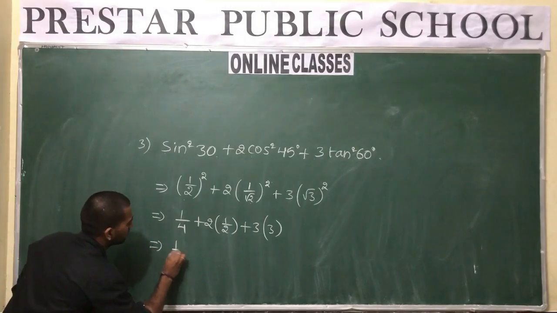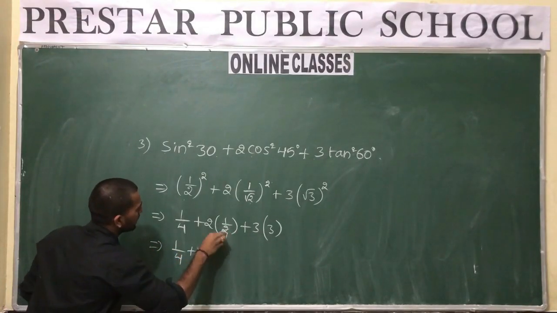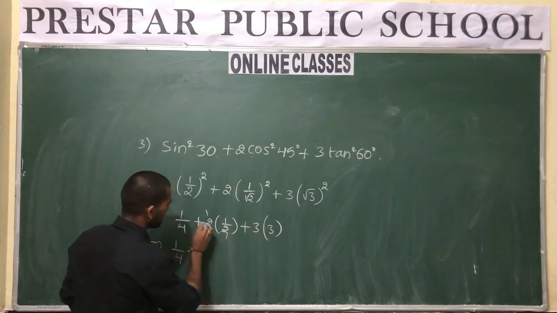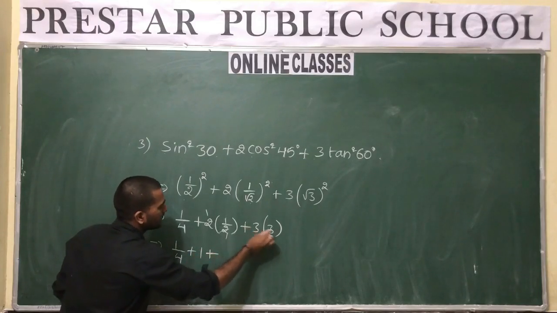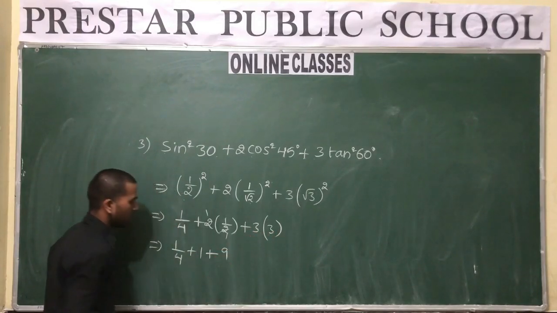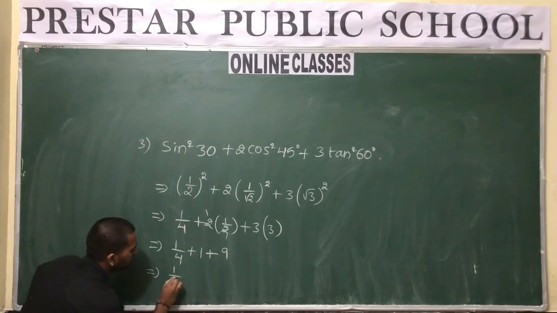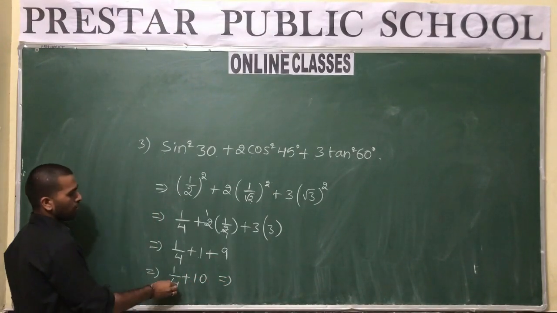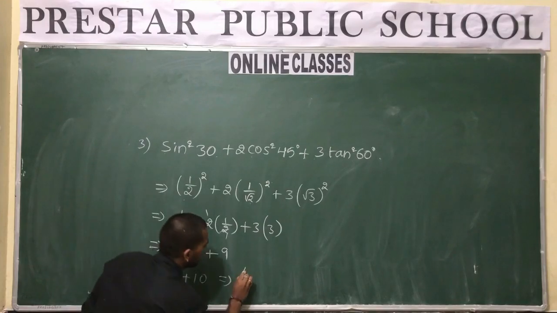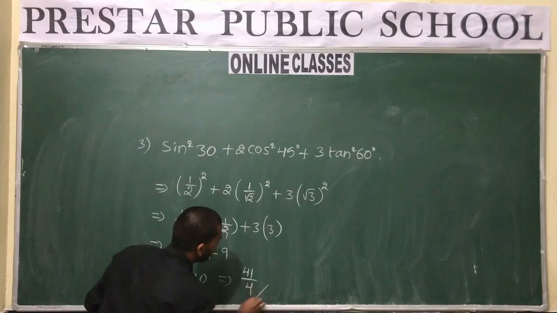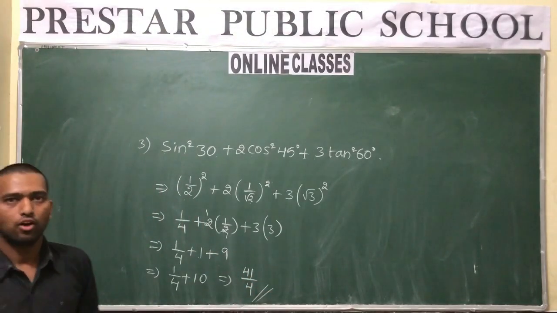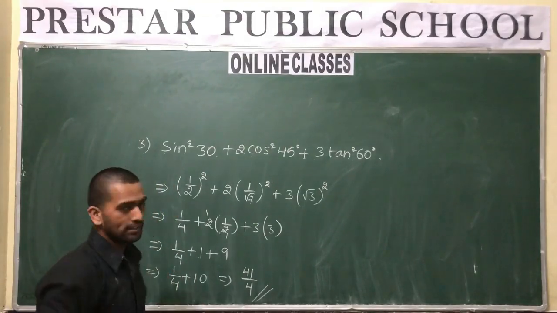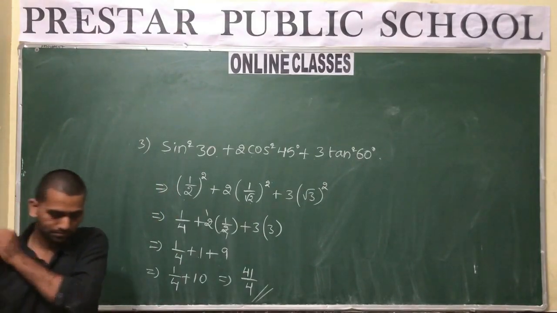Now again simplify it. 2 gets cancelled and we have 1. Next it is 1. Now it is 3 3s are 9. 1 upon 4 plus 9 plus 1 is 10. So simplify it. 4 tens are 40. At last you will get the value 41 upon 4. Okay, is that clear? Next, the last problem.